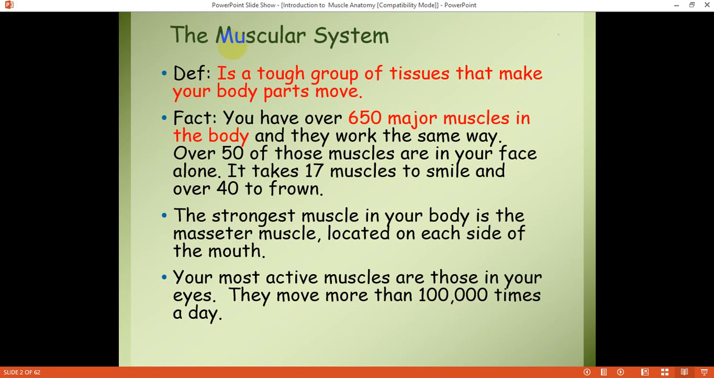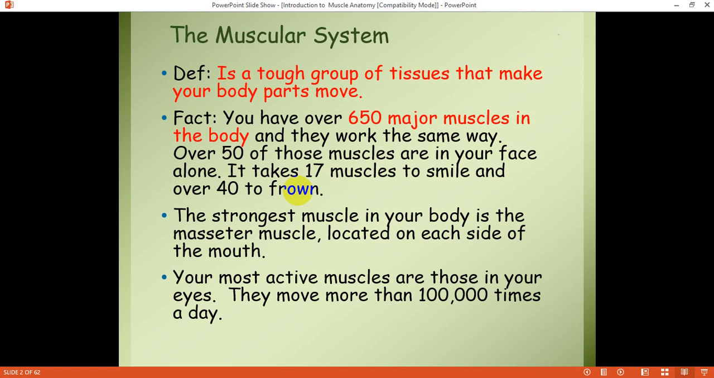Now, the muscular system is composed of a group of tissues that makes your body parts move. A few facts: we have over 650 major muscles in the body, and over 50 of those muscles are in your face alone. It takes 17 muscles to smile and over 40 muscles to frown. So it's better to tire fewer muscles.